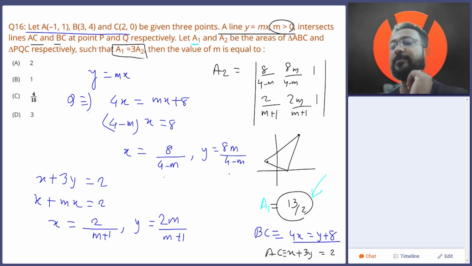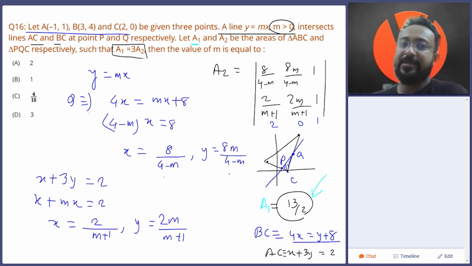According to our diagram, this line y equal to mx met here. So this was my Q, correct? This was my P, and this is my C. Clear? So I need this area. For this, the third point is C. Clear? So now if you calculate this, what will happen? It will be an expression in m, correct? And then you take A1. A1 you already got. A1 is the first area, na beta?